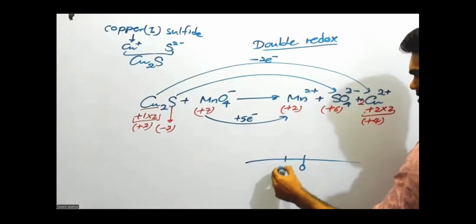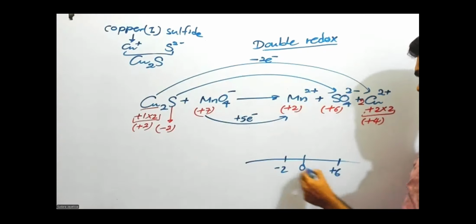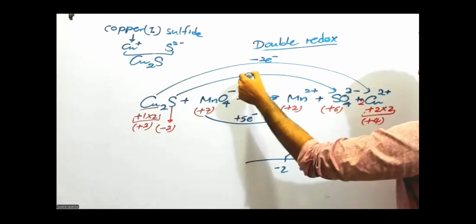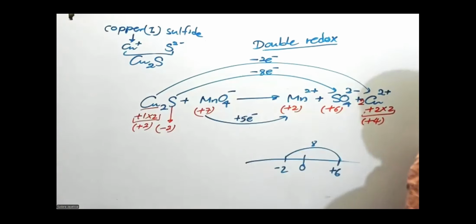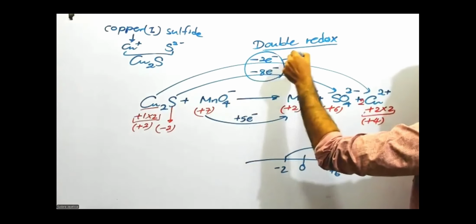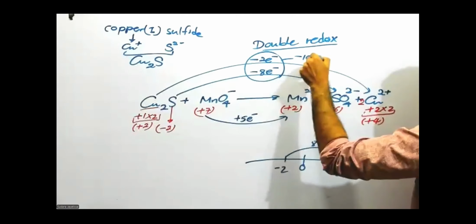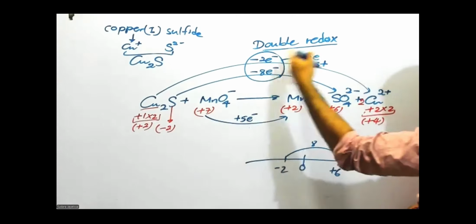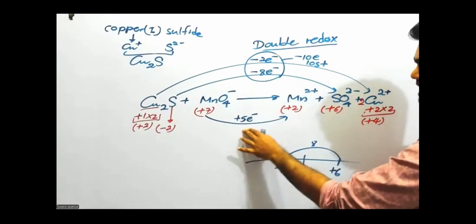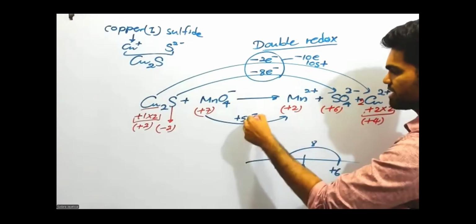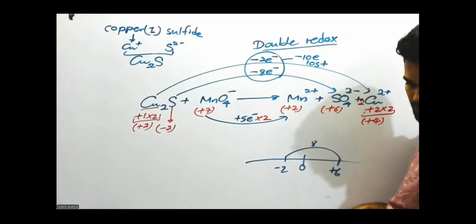What about sulfur? Minus 2 to plus 6. See, the gap is 8, no? So it is losing 8 electrons during the oxidation. Altogether, both of them have lost 10 electrons. While 5 electrons are gained, 10 electrons are lost. So to balance the electron exchange, you need to multiply this one by 2.